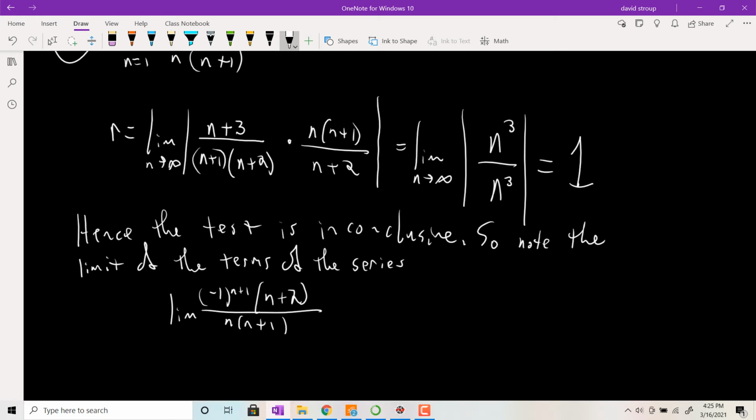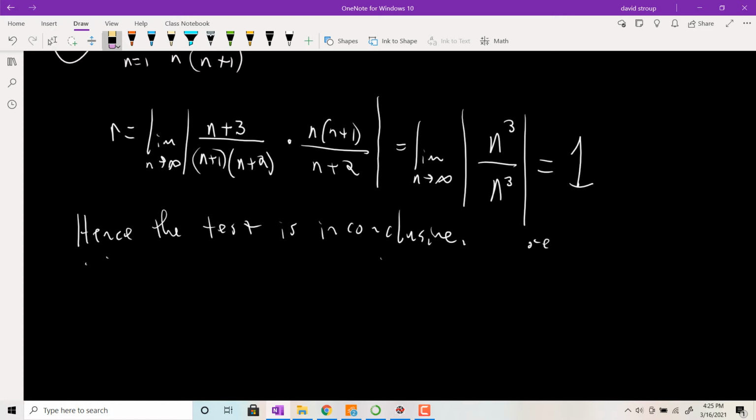So I'm not going to be using the nth term test. I'm not going to be able to do that. I'm going to have to do the alternating series test, and I think that will do the job. Sorry about that. So it's inconclusive. So instead, let's note the alternating series test.